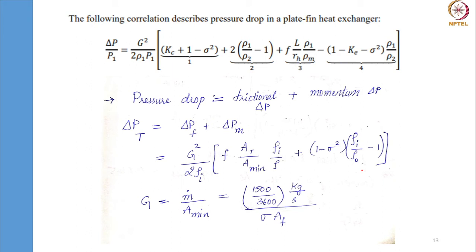For those who want a little help for the starting, you can take this. Delta P total is delta P frictional plus delta P momentum. These are the formulae for frictional pressure drop and momentum pressure drop. I'll leave this here for you to try for a couple of minutes or more, and then I'll show you the solution.